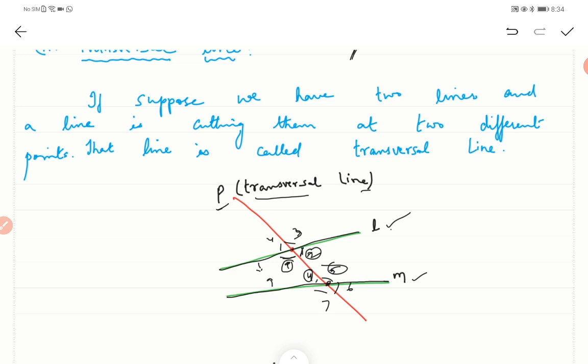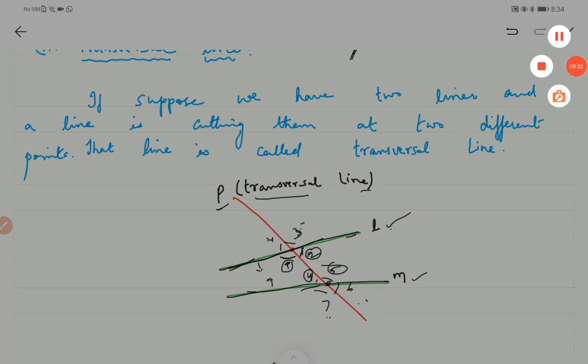Exterior angles are what? 4 3 7 6. They are outside, they are not inside these two lines, they are outside the lines. So it is 4 3 7 6. They are called exterior angles, मतलब बाहर के angles. Remember these things and we will move further and study about it now.